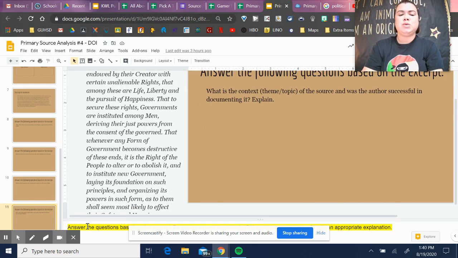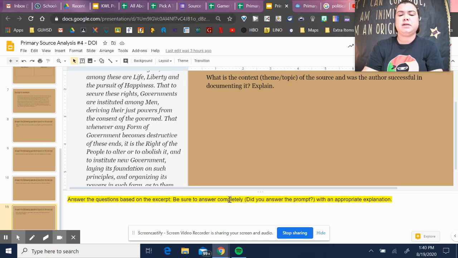The directions for each slide are down in the bottom. Unfortunately, this Screencastify is blocking it, but you can easily just check and see what the instructions are at the bottom of each slide, okay? And it's going to be the same instructions. Answer the questions based on the excerpt. Be sure to answer completely.